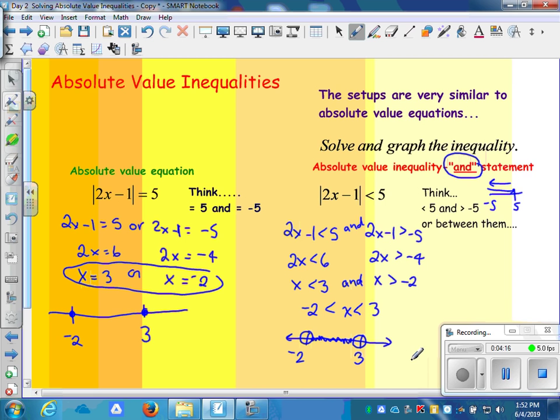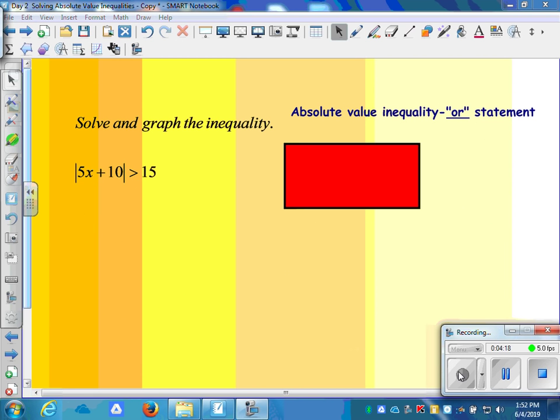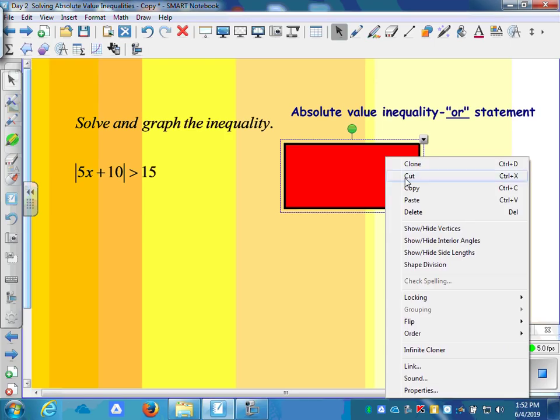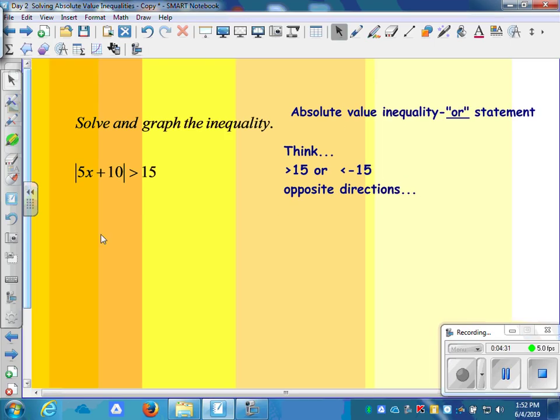This next example, we're also solving and graphing an inequality, but this time we're going to do an example of an or statement. So I'm going to break this apart into two different inequalities, but this time I have to use greater than 15 or less than negative 15. So I'm going to go ahead and do the setups.